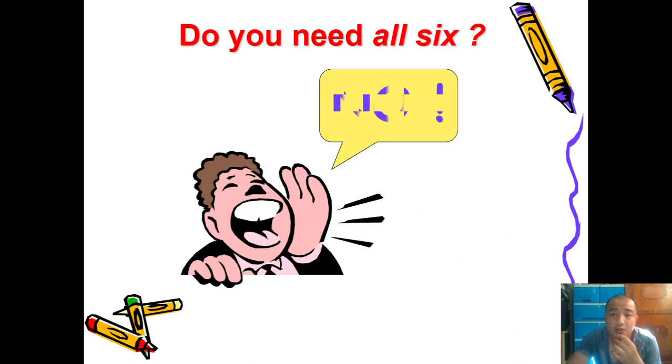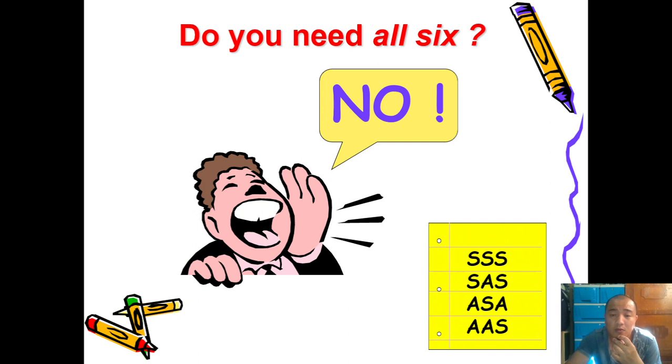Do you need all 6? No. Okay, we have here the SSS, SAS, ASA, and AAS. Do you need all the 6? The 3 sides, the 3 angles? Okay, no, the answer is no, because we have theorems here that will make 2 features or triangles or quadrilaterals congruent. Particularly in our lesson here about triangles.